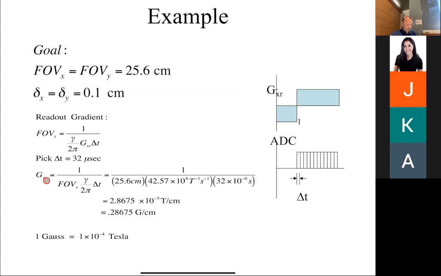I basically just plug and chug, and in this case I get GXR equals 0.28675 Gauss per centimeter. So what is that? That means a field that changes by 0.2528 Gauss within 1 centimeter. That is approximately half a Gauss compared to the Earth's magnetic field, so it's a fairly tiny change in the field.